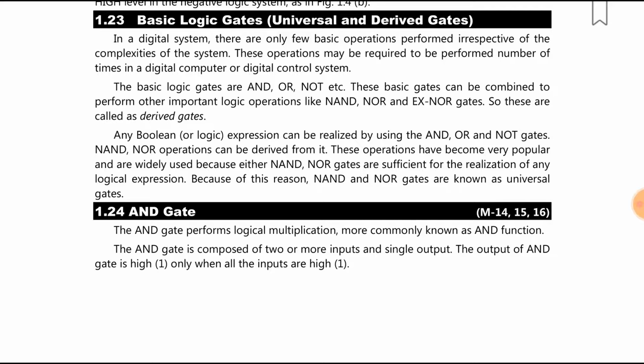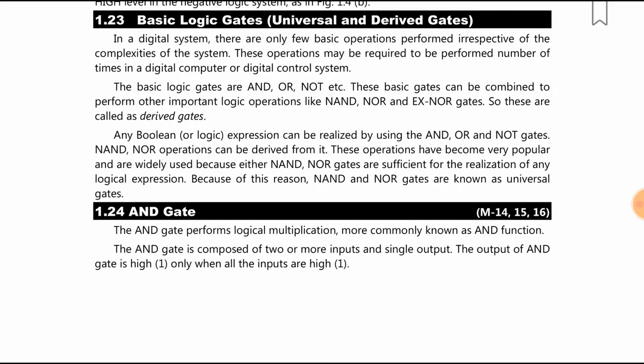Any Boolean or logic expression can be realized by using the AND, OR and NOT gates. NAND and NOR operations can be derived from it. So these gates have become very popular and widely used because either NAND or NOR gates are sufficient for the realization of any logical expression. And because of this reason, NAND and NOR gates are known as universal gates.